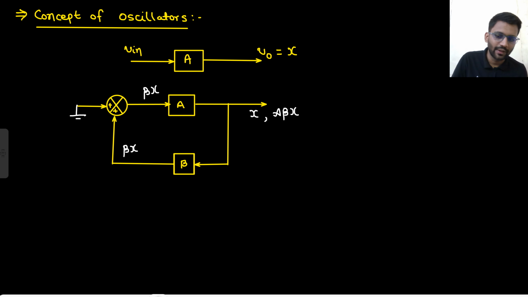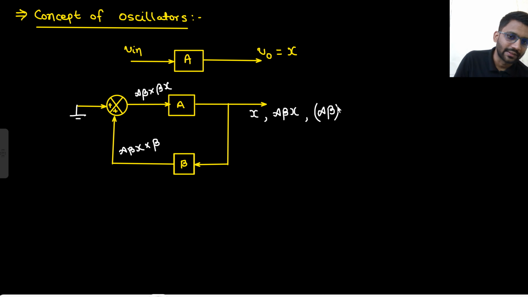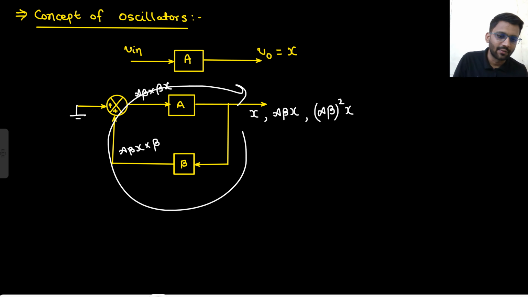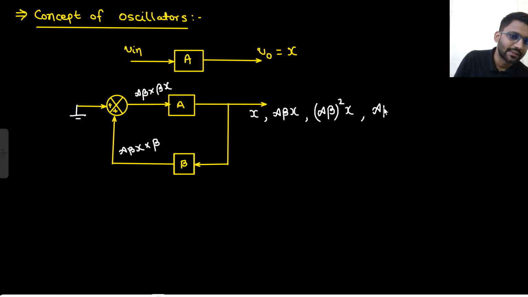Now this A beta X will go here, and it will be multiplied with beta, and the same thing will come back here. Now that will be multiplied with A. So what you will get? A beta square X. Now this A beta square X will go and come back. What will it be? A beta cube X.